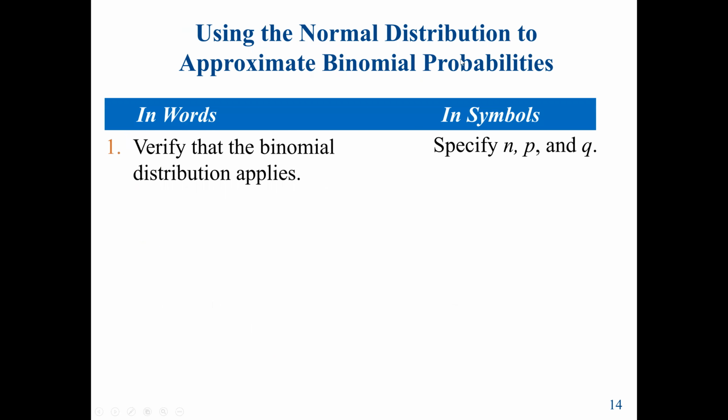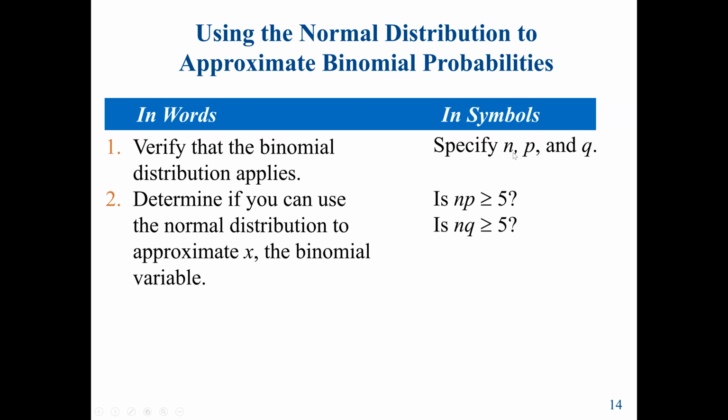So, using the normal distribution to approximate binomial probability, there are steps we should follow. The first step is that we need to verify that the binomial distribution applies. We can come up with our symbols. We know we need np and nq. n is the sample size, p is the probability of success, and q is the probability of failure.